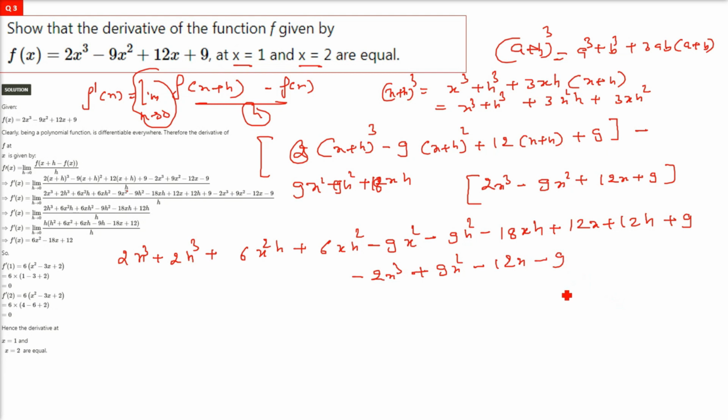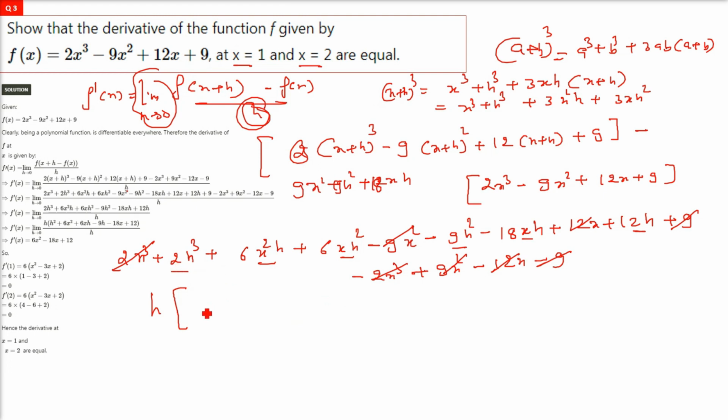Okay. So most of the things are going to be cancelled, as we saw in the previous questions. This gets cancelled. 9x square also gets cancelled. Minus 12x is also there. Minus 9 is also there. So you have 2h cube plus 6x square h. All of them are having h. So I'll take h common and then I'll keep all the values inside except one h.